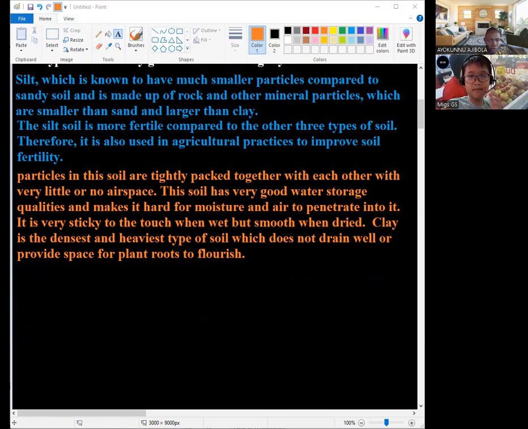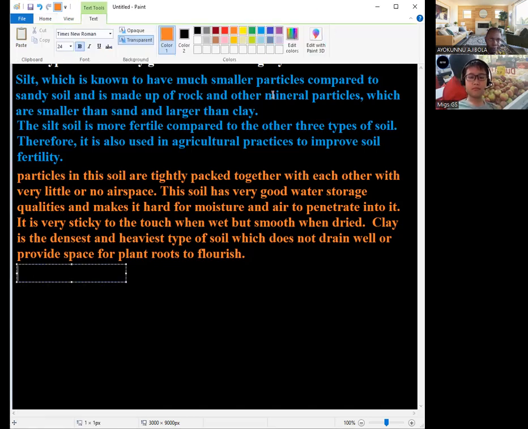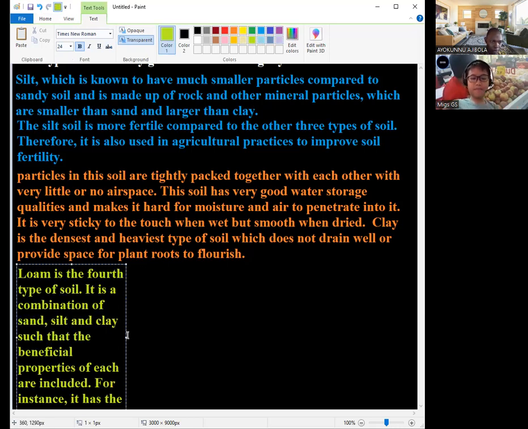Then the next one we can talk about is loam soil, which is the fourth type. It is a combination of sand, silt, and clay, such that the beneficial properties of each are included. For instance, it has the ability to retain moisture and nutrients, and hence it is more suitable for farming. So loam is a type of soil that is very good for farming. Is that clear? So this is about loam soil.